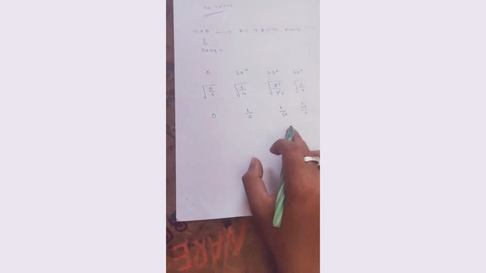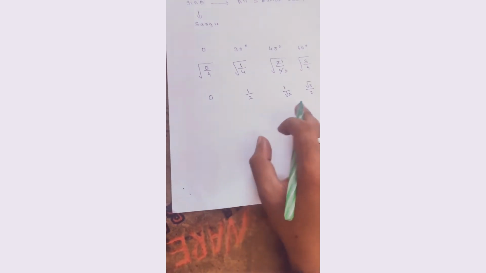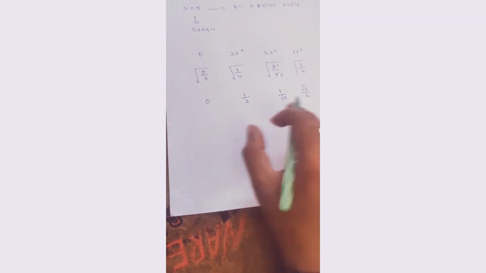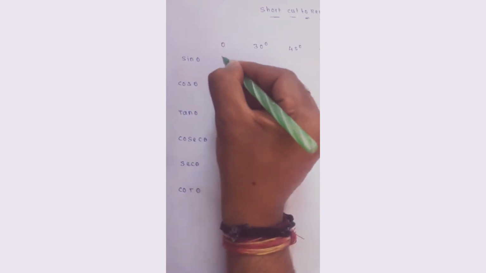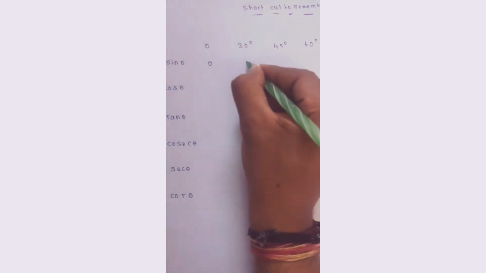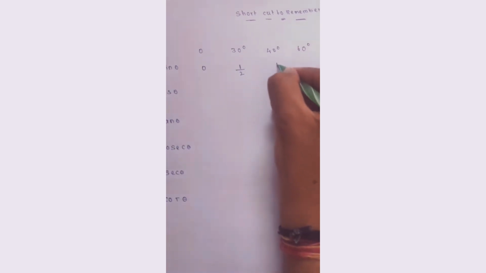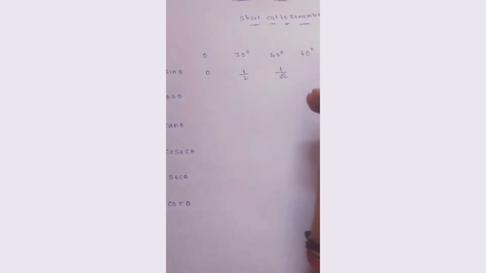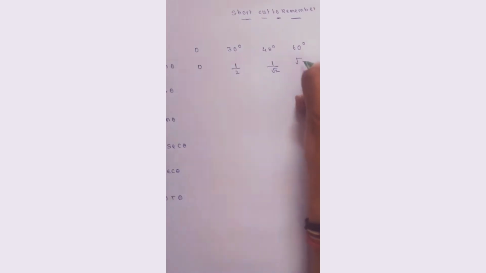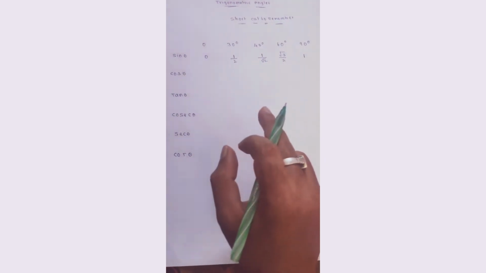These are the sine values. So 0, 1 by 2, 1 by root 2, and root 3 by 2, right? So I am writing the same thing: 0, 1 by 2, 1 by root 2, next root 3 by 2 and 1. You got the sine values, right? You understood.